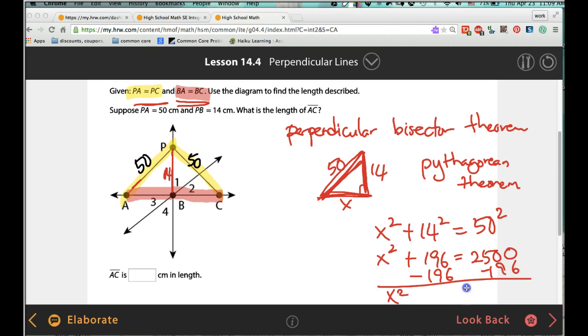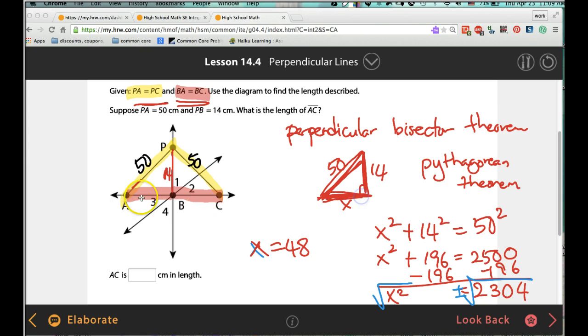So x squared is now equal to, let's see, 2,304. But we don't want to find out what x squared is equal to. We want to find out what x is, right? So we have to find the square root of that. When I find the square root of both sides, both the positive and the negative pops up, but of course the length of a side cannot be negative. So x is now equal to 48.